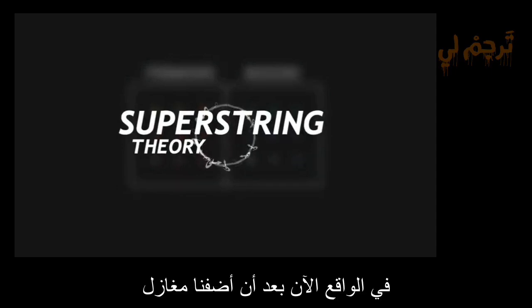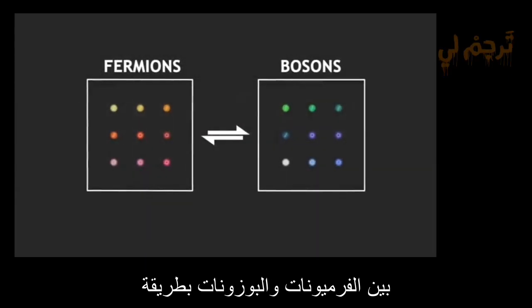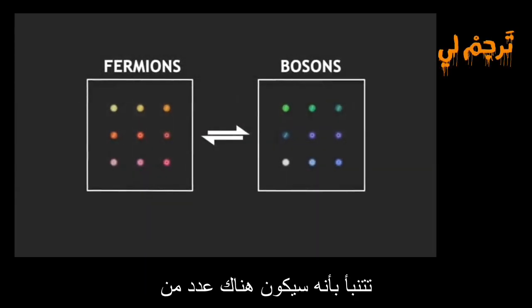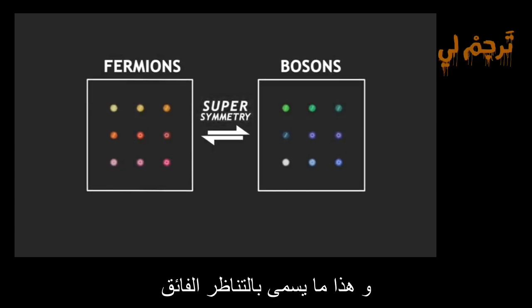In fact, now that we added spinors, our theory exhibits a fundamental symmetry between fermions and bosons. In a way, it predicts that there would be as many bosons as there are fermions. This is called supersymmetry.